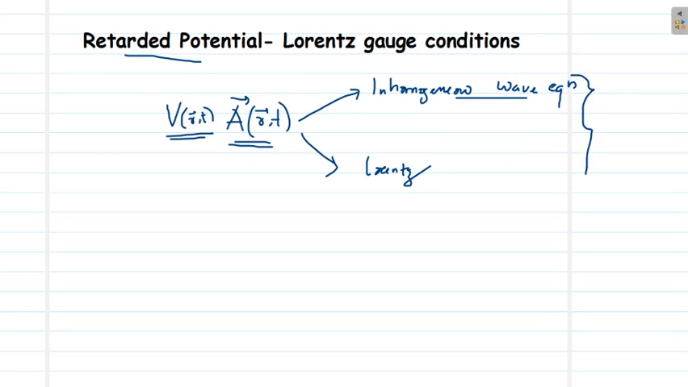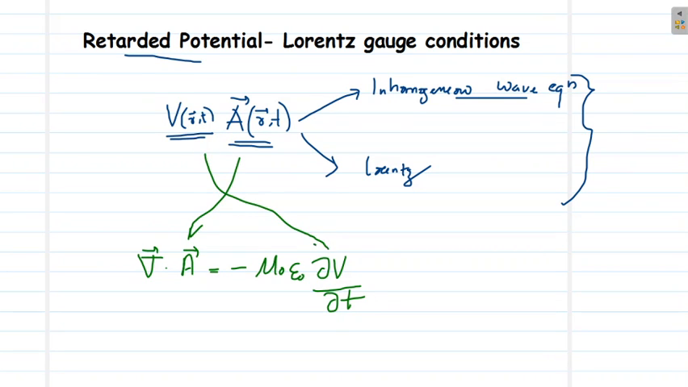So overall, if we prove both of these, then in a way we are actually proving that Maxwell's equations are not affected by this choice of retarded potentials. We know that the Lorentz gauge condition is given by del dot A bar is equal to minus mu 0 epsilon 0 dou V by dou t. So we need to prove that this vector potential and the scalar potential satisfy the Lorentz gauge condition.